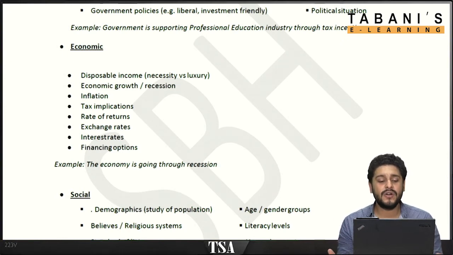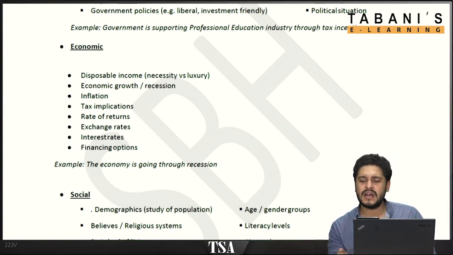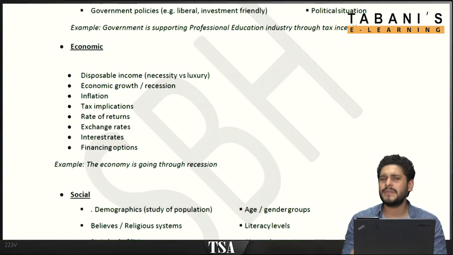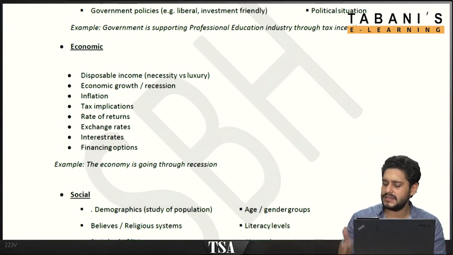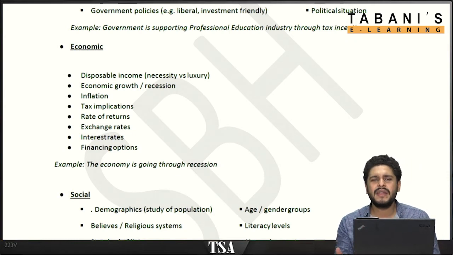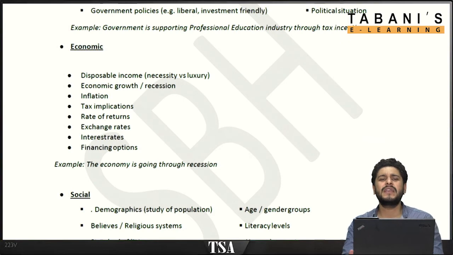Then the rate of returns. If I invest 1,000 rupees, what is the return that I'm getting, or what are the general returns that an economy is able to provide to potential investors? Exchange rate, for example, if I'm getting 152 Pakistani rupees for $1, these are the exchange rates.